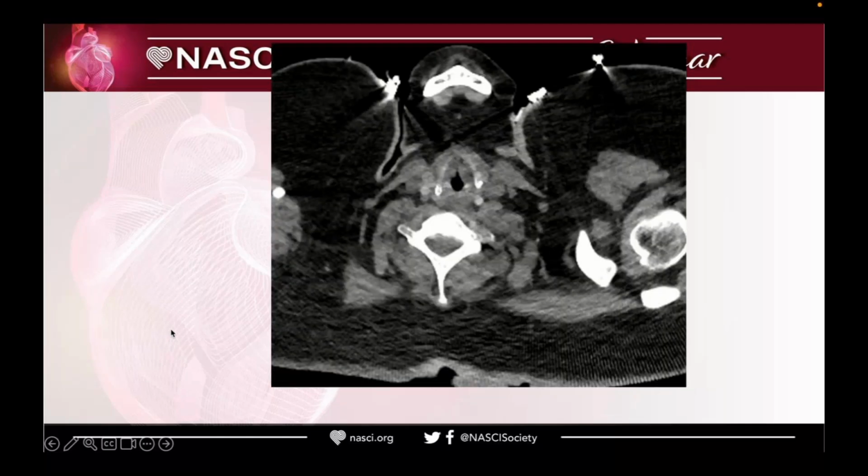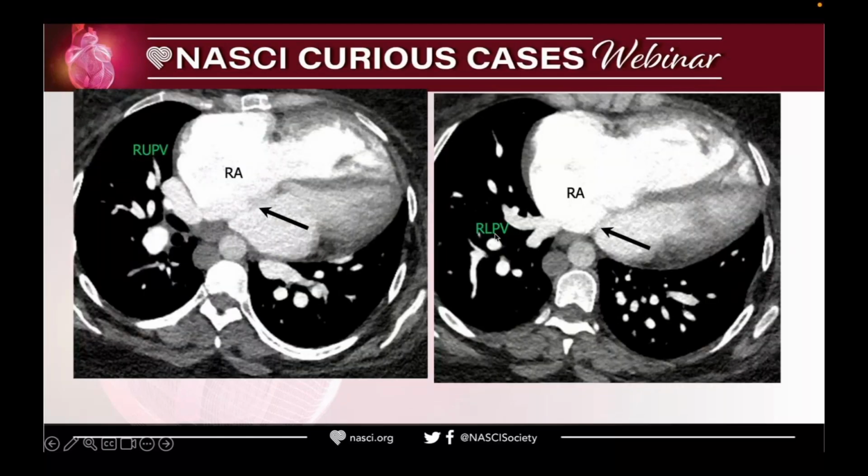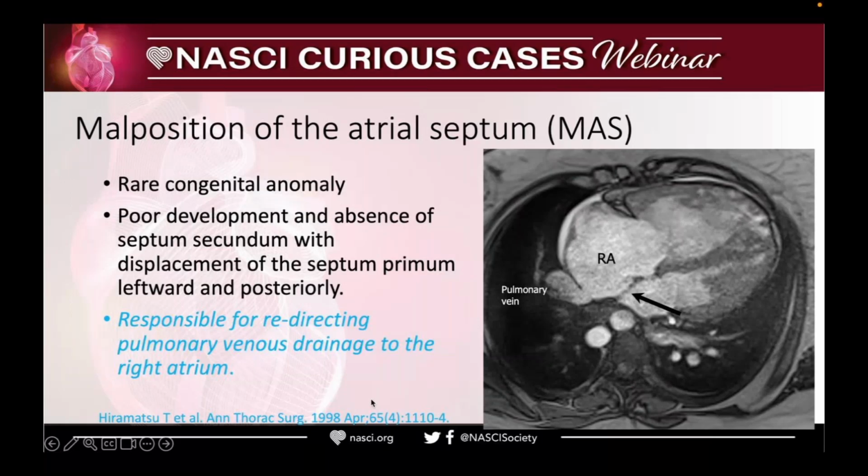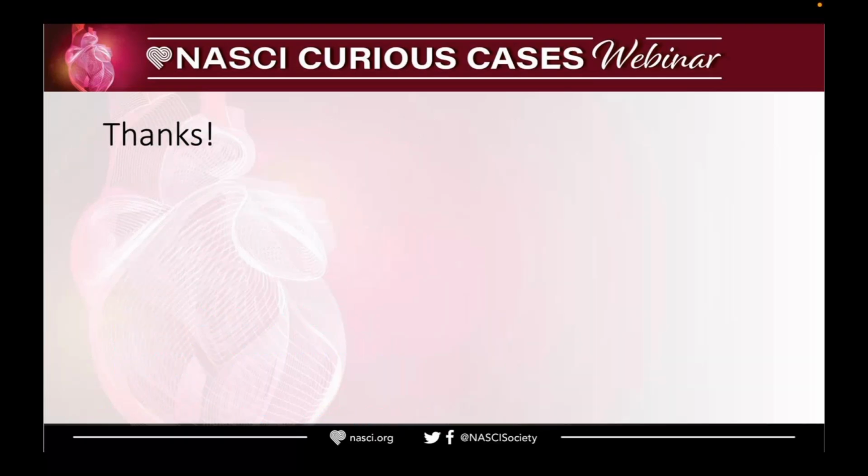Here is another view. This is the right lower lobe pulmonary veins, this is the right upper lobe pulmonary veins, and this is the interatrial septum. It's a rare congenital anomaly. Poor development or absence of the septum secundum can result in this appearance of the septum primum inserting posteriorly near the midline, and redirection of the pulmonary veins toward the right side will result in a significant left to right shunt. Okay, this was my last case.